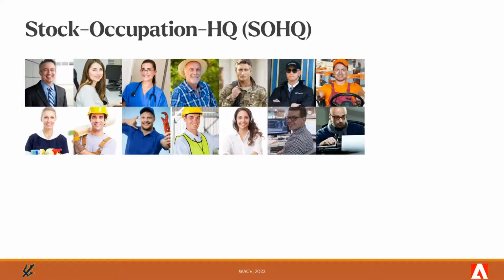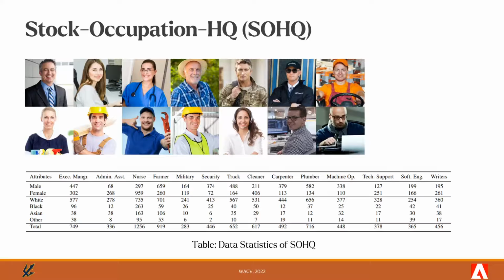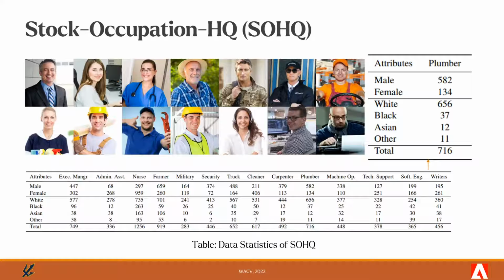This shows one example for each of the 14 professions of our newly built dataset, which we call Stock Occupation High Quality, or SOHQ. And this shows the statistics of the dataset. You can see from this table that the dataset is highly imbalanced across different race and gender groups.